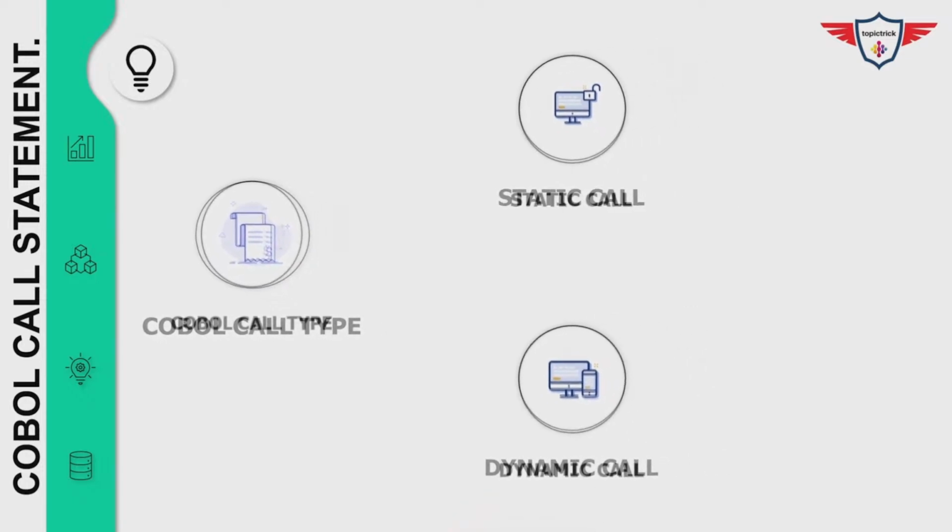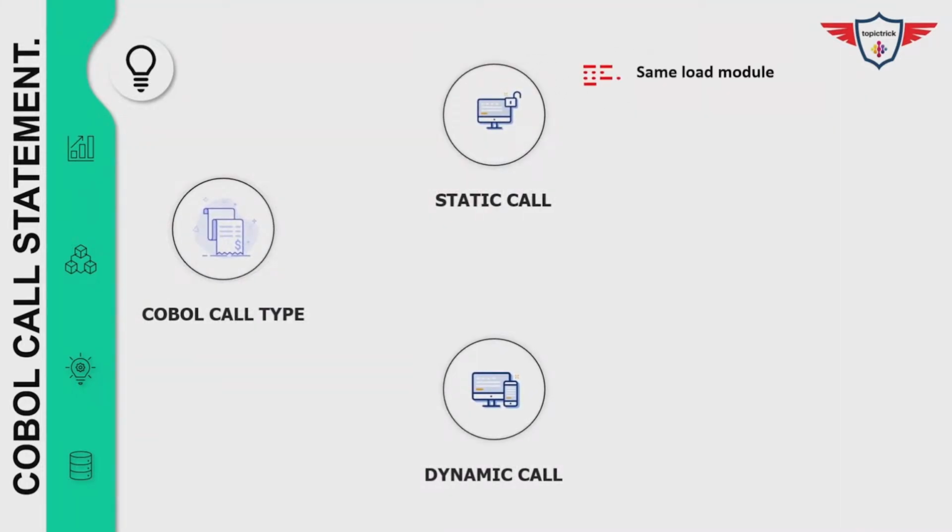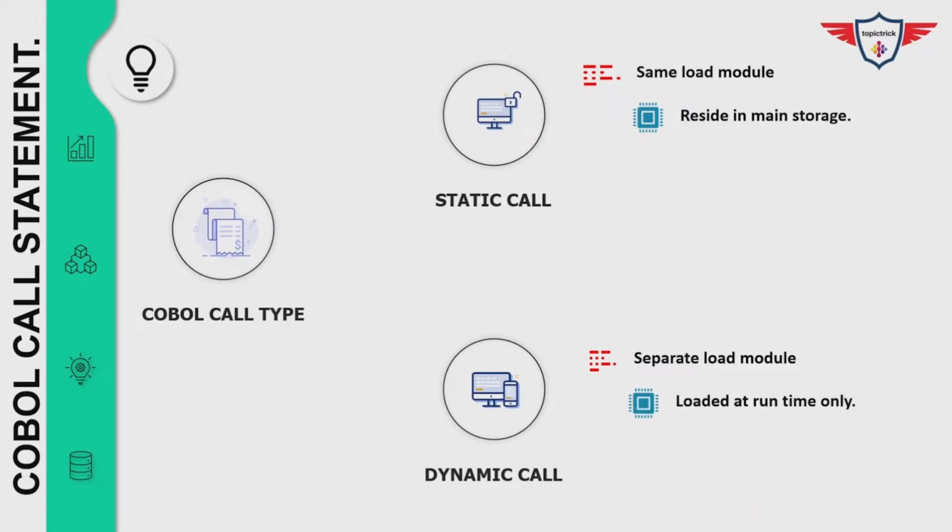In the static call, the COBOL program and all the called programs are part of the same load module. In dynamic calls, the COBOL subprogram is not link edited with the main program. Instead, it is link edited into a separate load module, and it is loaded at runtime only when it is required. But in static calls, the load module is already present in main storage, and the branch to the subprogram is performed.